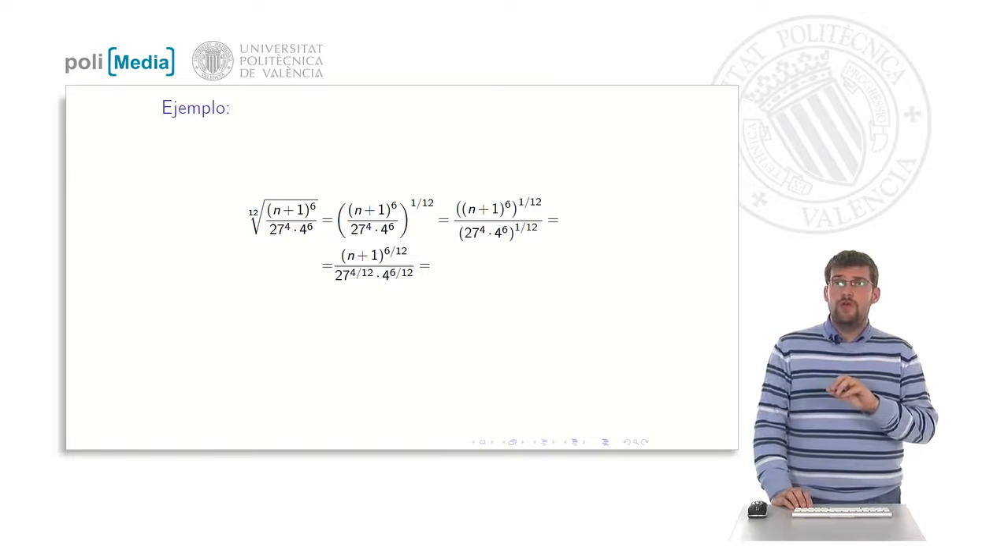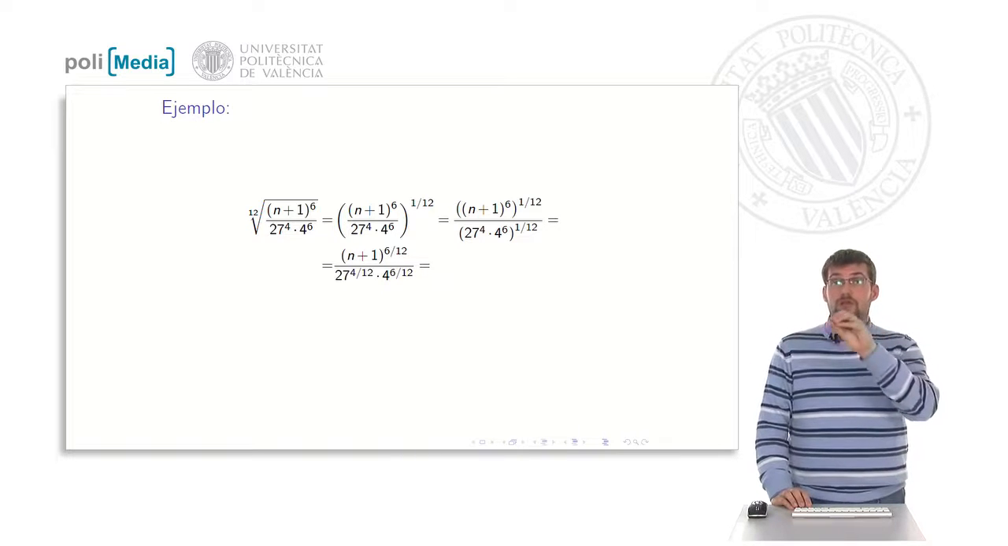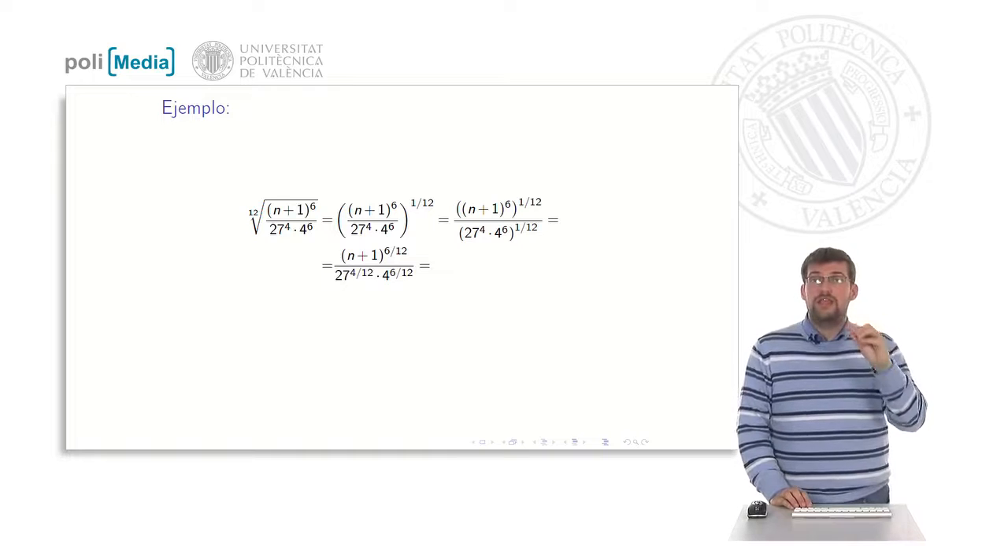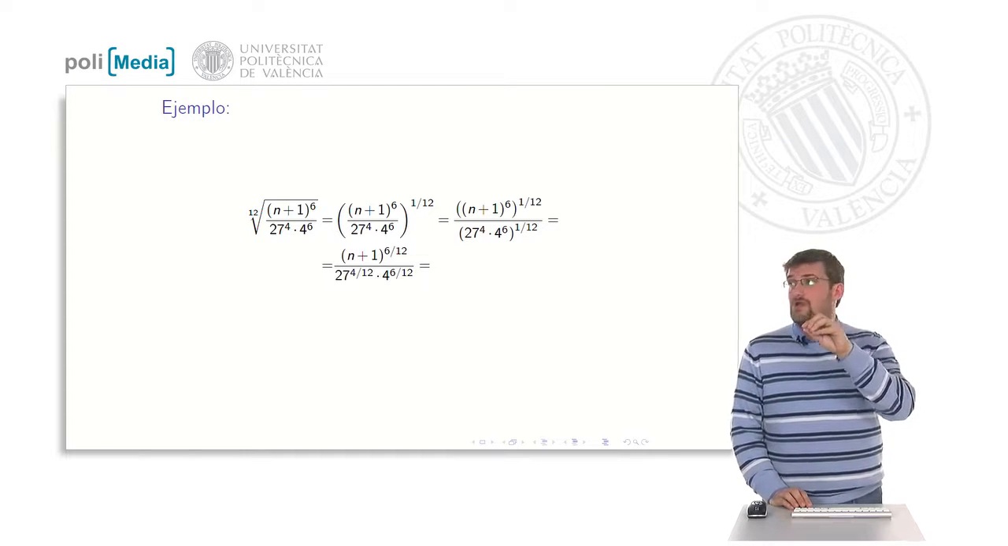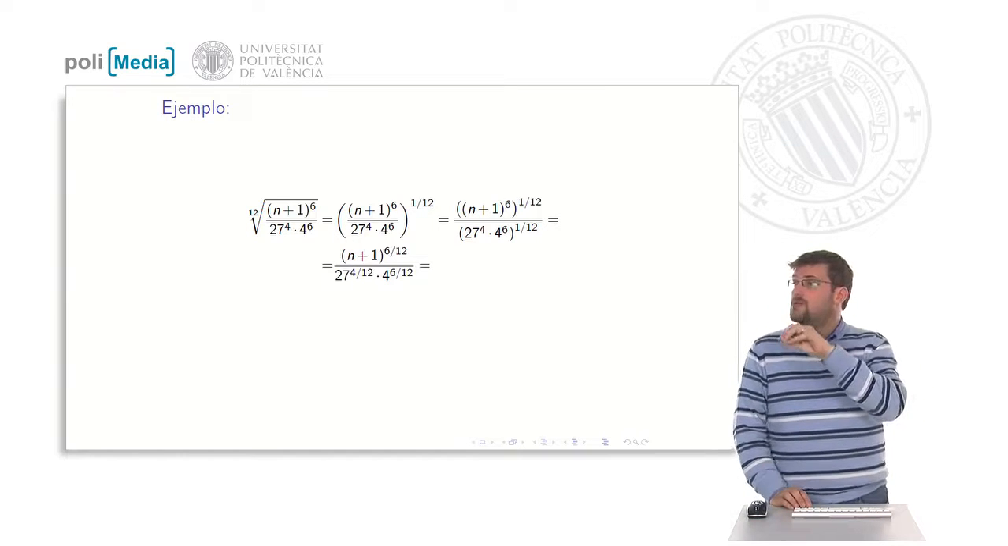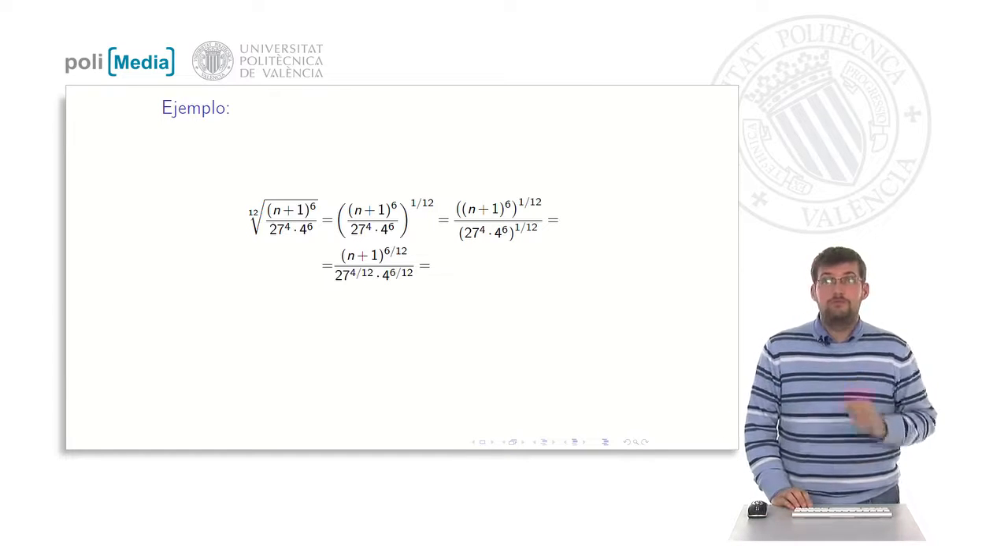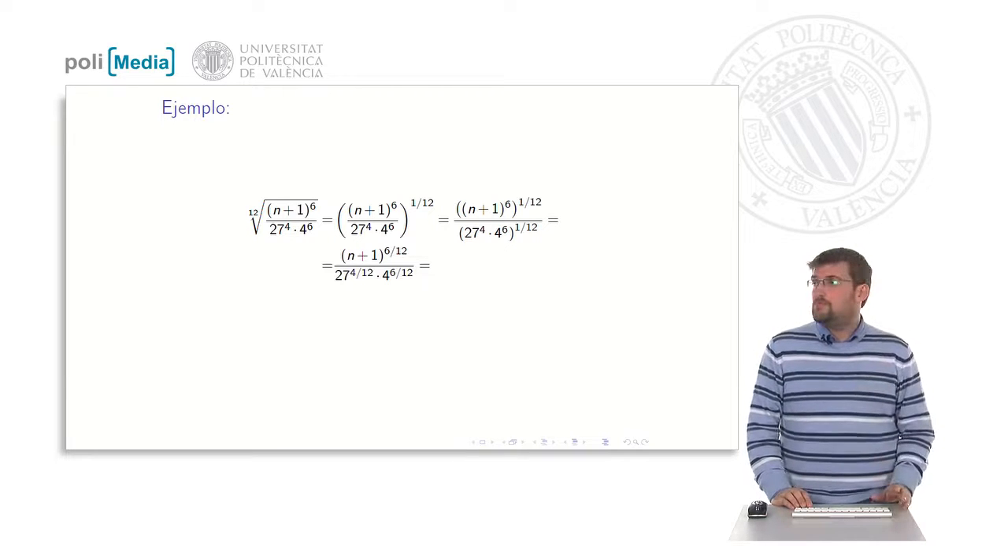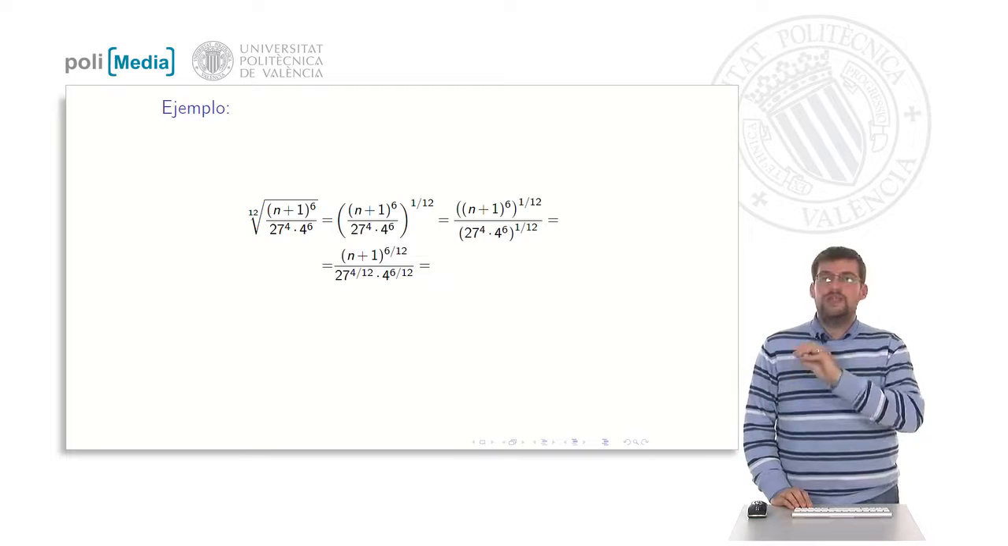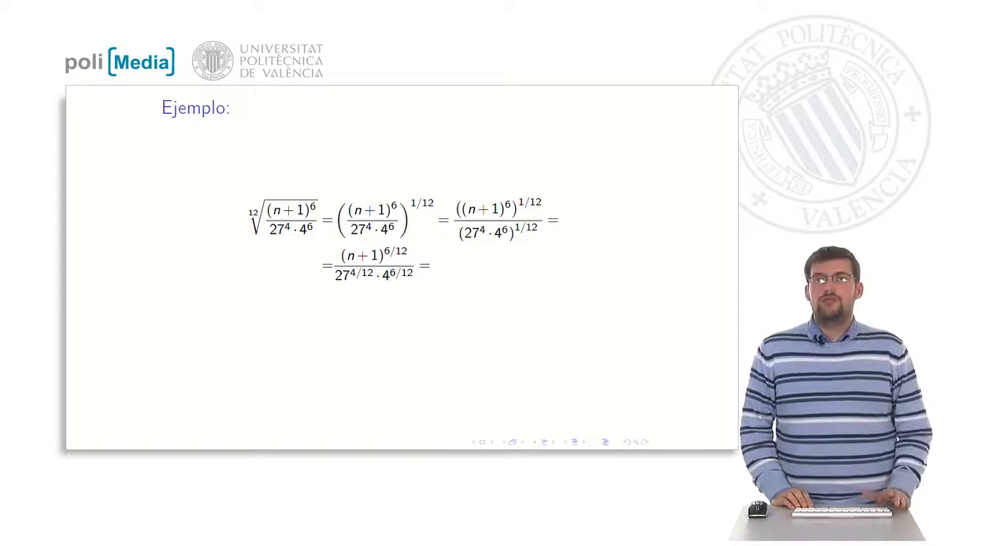We had a product raised to 1/12, so that exponent can go to each of the powers. It would be 27 raised to 4, raised to 1/12, and 4 raised to 6 raised to 1/12. Applying again the product of exponents, we are left with 27 to 4/12 and 4 to 6/12.